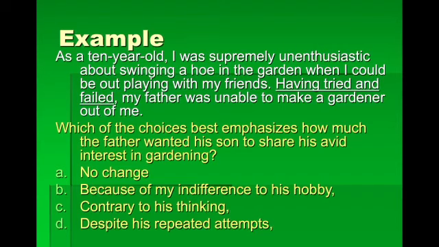So we have, with our unlikely wanting to swing a hoe in the garden and Dad having tried and failed, we're going to be looking at which of the choices best emphasizes. Letter B, because of my indifference to his hobby. C, contrary to his thinking. D, despite his repeated attempts. Well, having tried and failed, your best option probably is D. Despite his repeated attempts essentially means the same thing as saying having tried and failed. Despite his repeated attempts, my father was unable to make a gardener out of me.